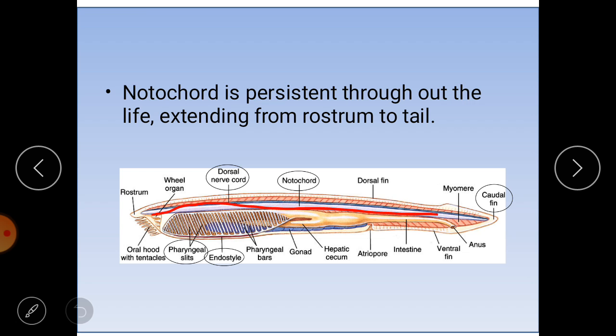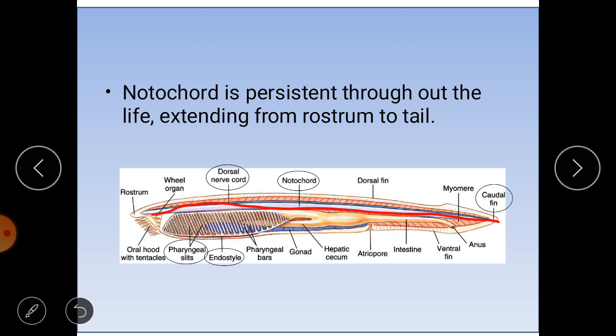And this notochord will not disappear as the larval stage ends. Of course, cephalochordates have intermediate stages before becoming adult. But during this intermediate or larva stage, they won't lose their notochord. Even in the larva stage and even in the adult stage, you will find the notochord.